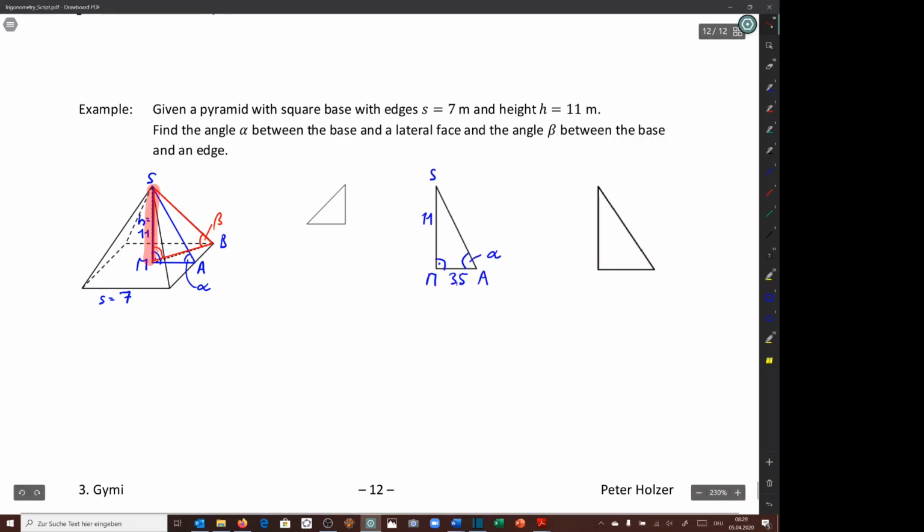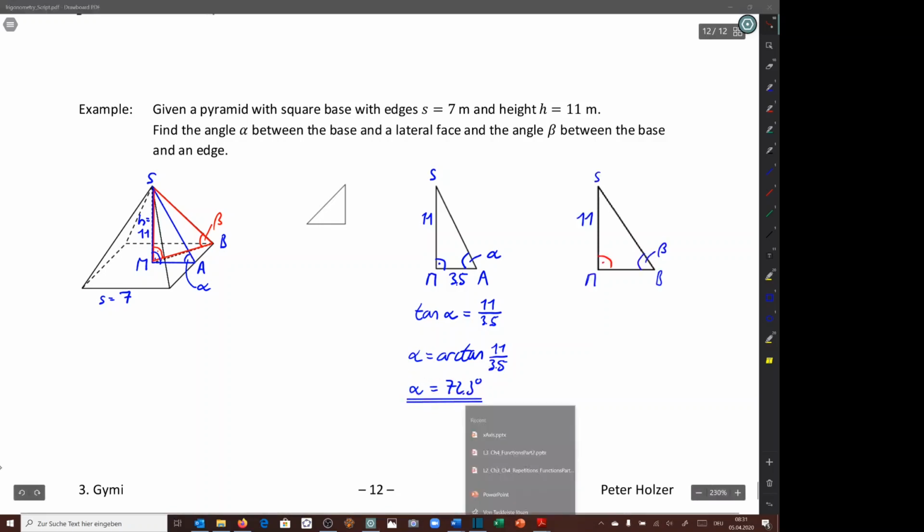To find the angle alpha, let us look at this blue triangle here. Let's copy it over here, and we see this side length, the adjacent to alpha is 3.5 and the opposite is 11, so we need the tangent. This side is 3.5 long since it's half of the side edge, and we find out the tangent of alpha is 11 divided by 3.5, and applying the arctan we find alpha is 72.3 degrees.